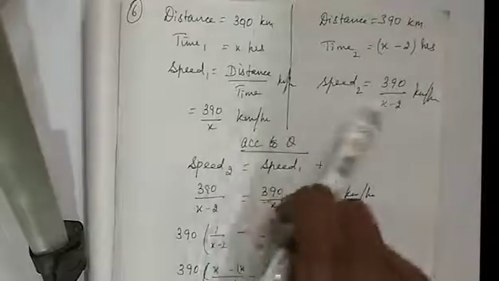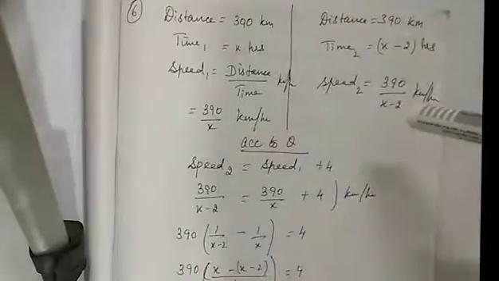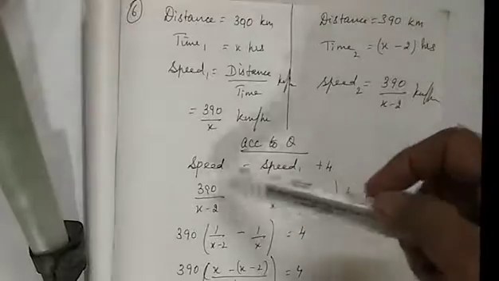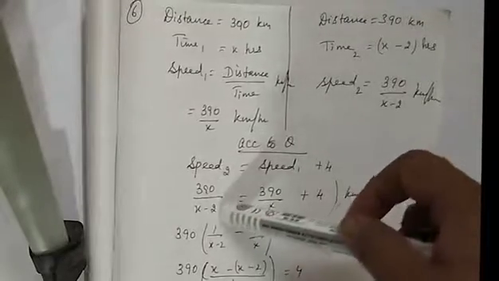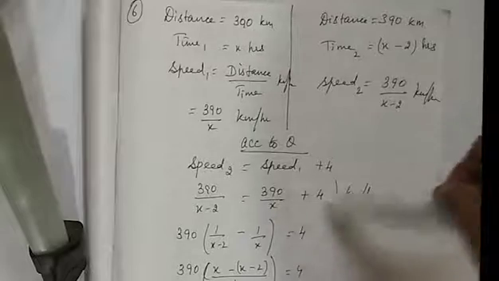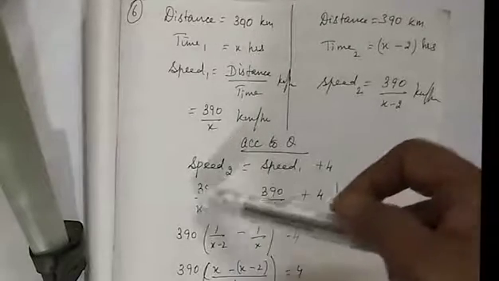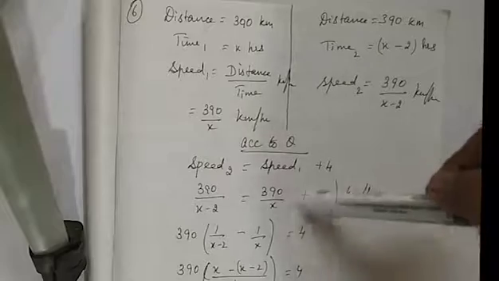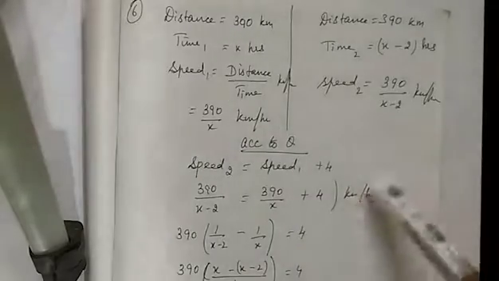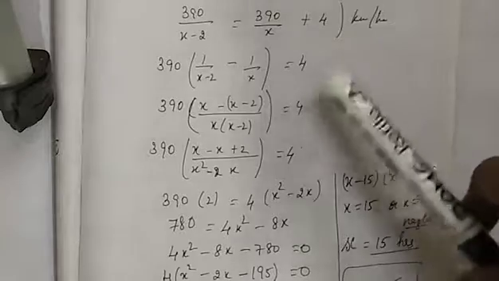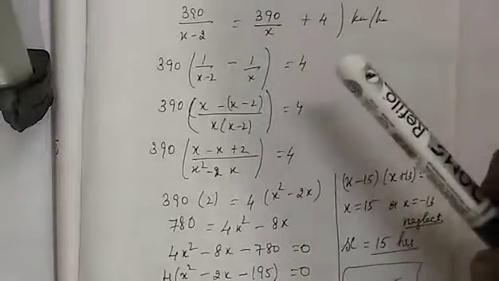The difference between the speed is 4 kilometer per hour. So write 390 upon x minus 2 minus 390 upon x is equal to 4. Now solve it. Take LCM and bring it to the lowest term, quadratic equation.